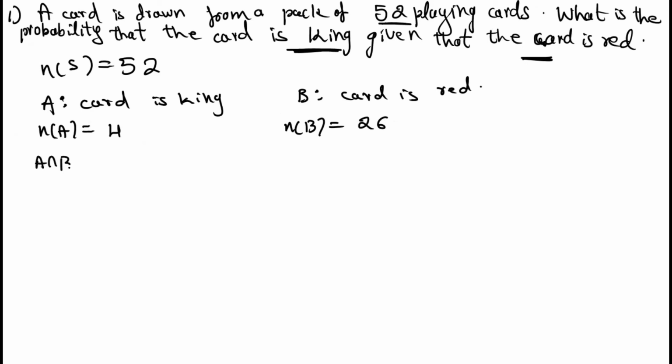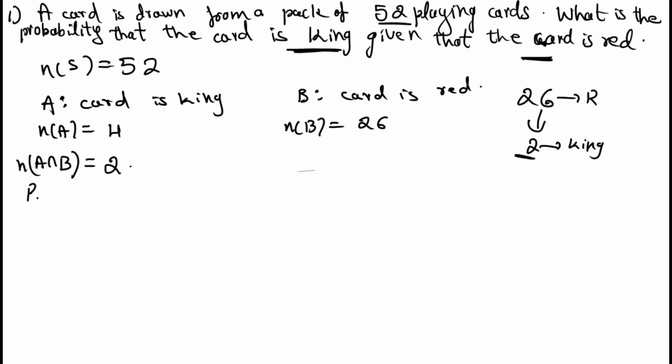A intersection B. n of A intersection B is equal to... What's the meaning of n of A intersection B? The card is a king and it is red. We know 26 red cards are there. In the 26 red cards, how many kings are there? 2 kings are there. Total kings is equal to 4, in that 2 black kings and 2 red kings. We know A intersection B means the card is a king and it is red, so there exist 2 red king cards. So n of A intersection B is equal to 2.